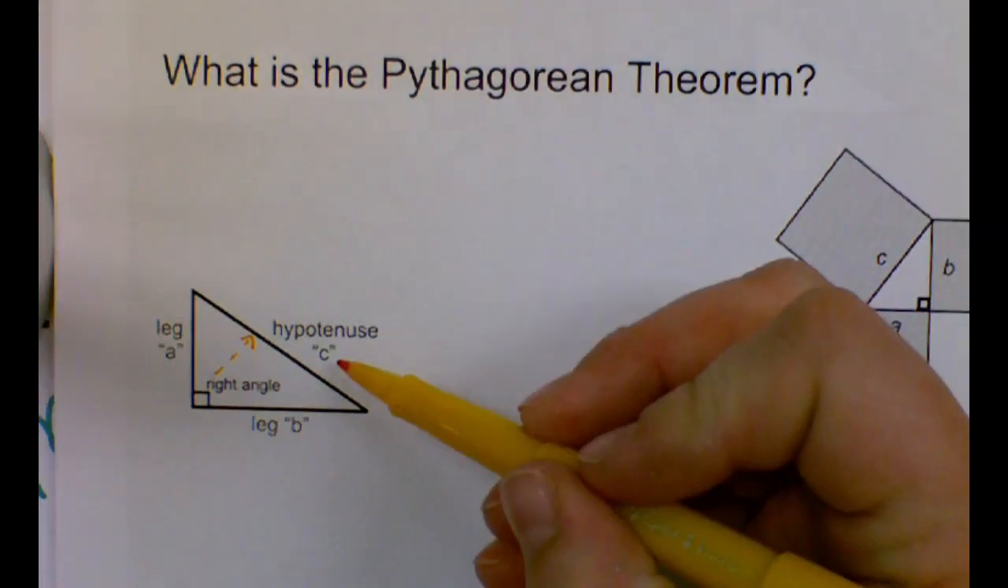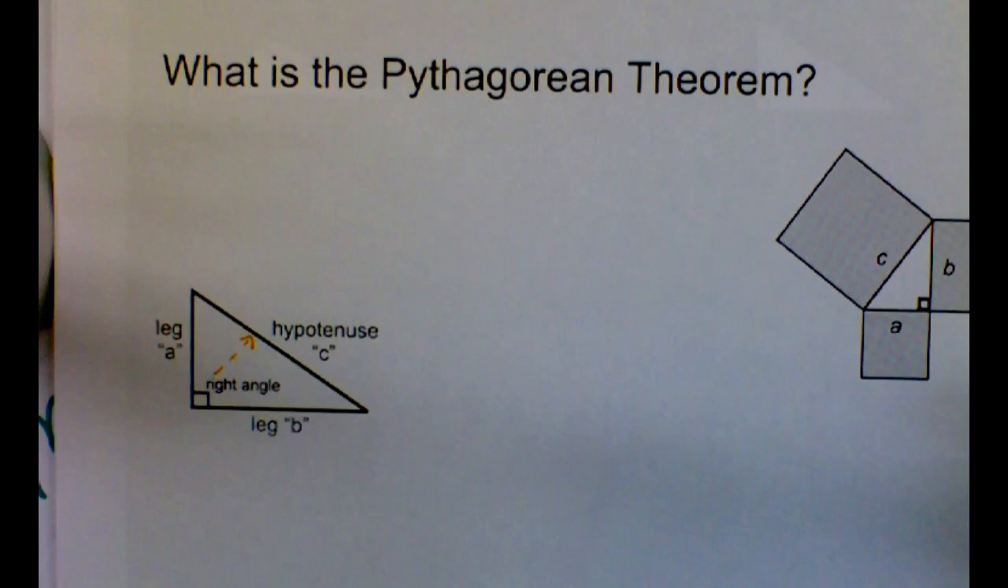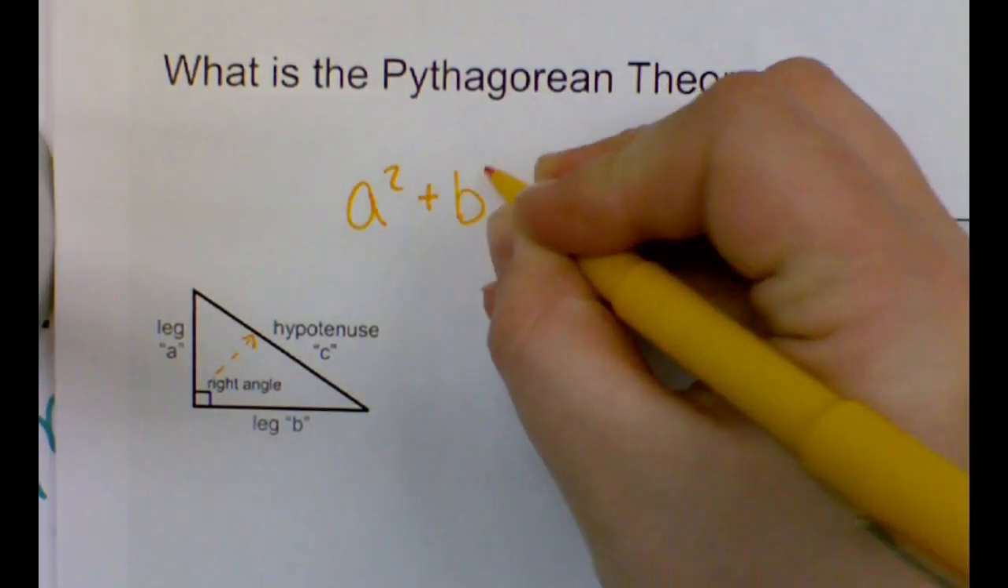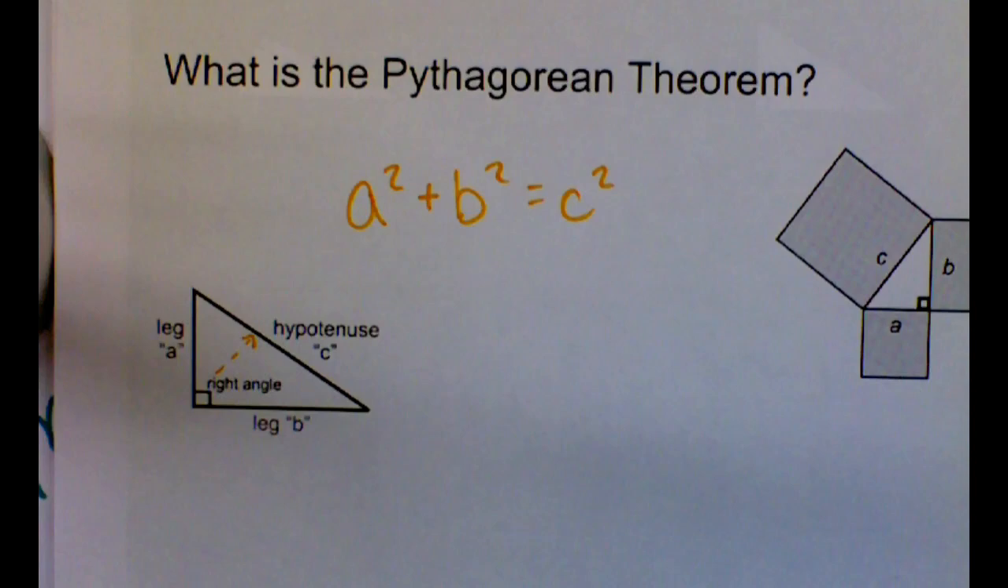We call the hypotenuse C, and the legs are A and B, and the Pythagorean theorem says A squared plus B squared equals C squared. The sum of the squares of the two legs equals the square of the hypotenuse is the mathy way to say that.